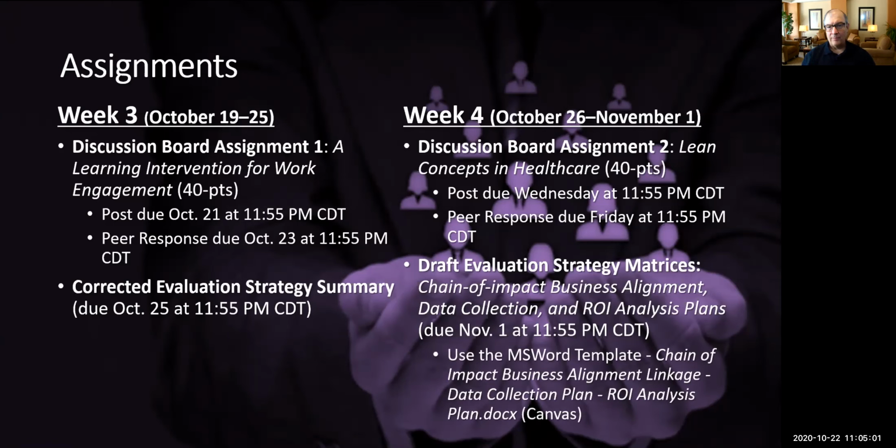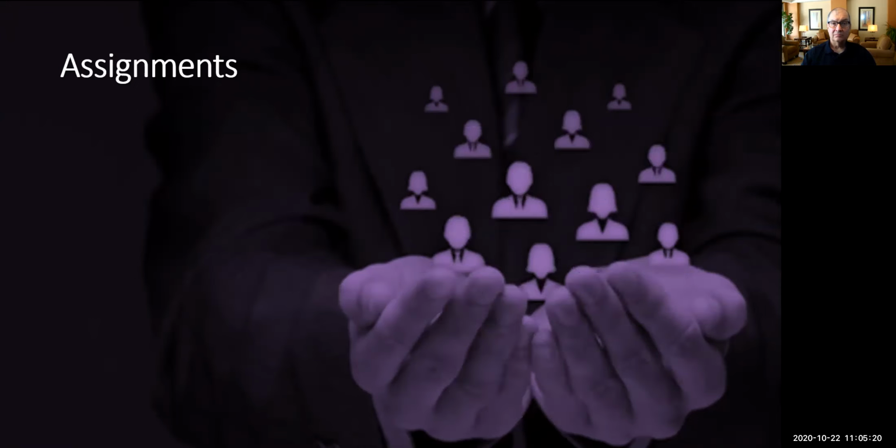All right, important point. Use the MS Word template for the chain of impact, business alignment, linkage, data collection plan, ROI analysis plan. I updated it last week. So if you pulled down a version before that, go back in and pull this one down. Use it. It'll do you good.